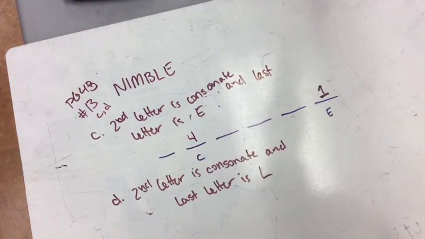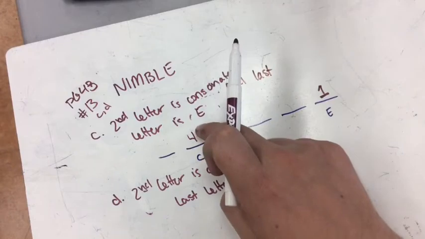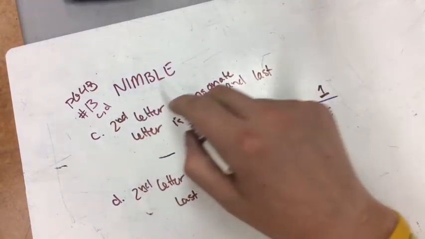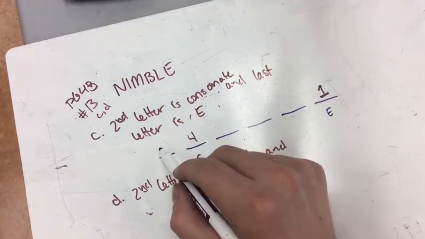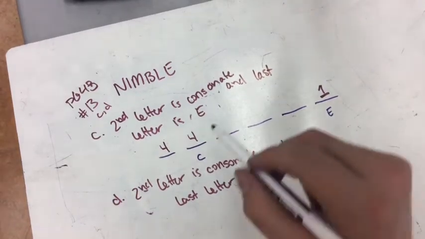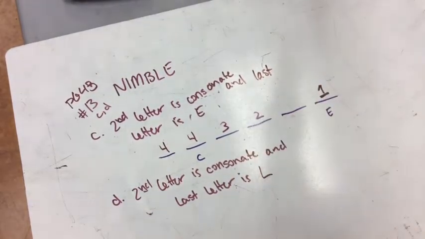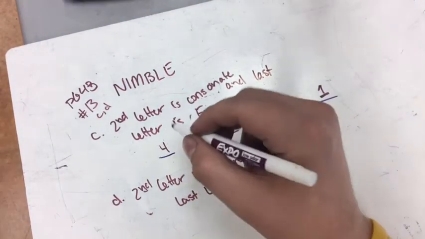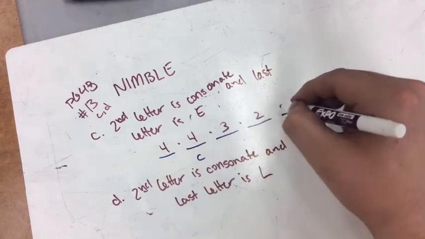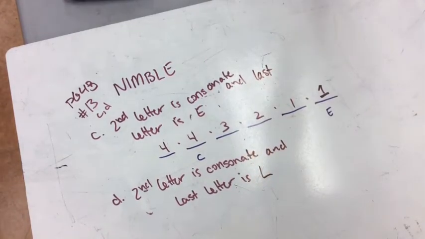How many choices do we have left? Well, we've used 2 out of the 6 letters. So we have 4 choices left for this spot, followed by 3 choices left for this spot, followed by 2 choices left for this spot, followed by 1 choice left for this spot. We'll now just multiply straight across to give us our answer.